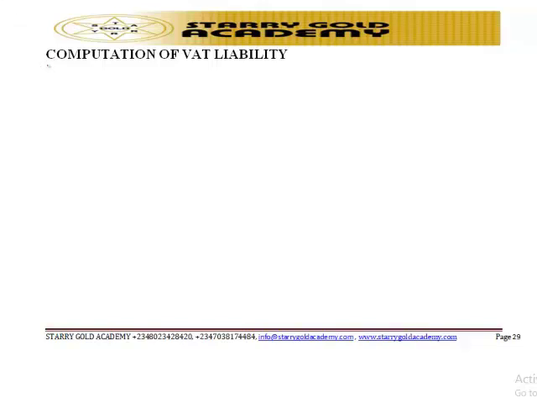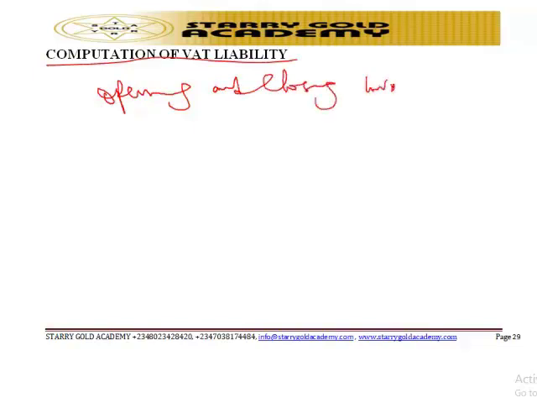Now we are taking computation of VAT liability, including the treatment of opening and then closing inventories.